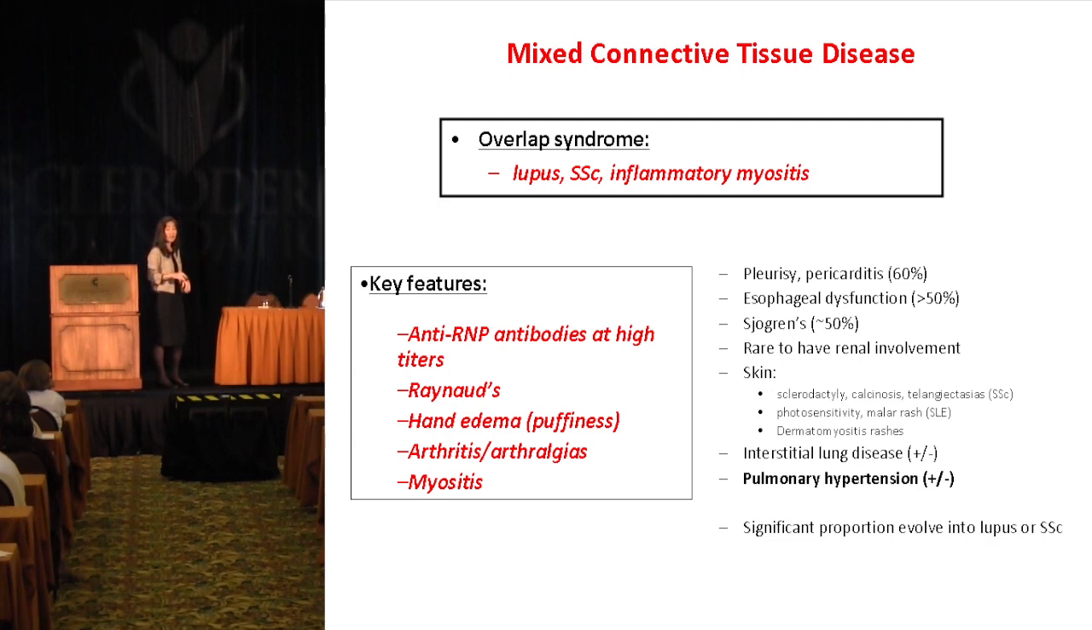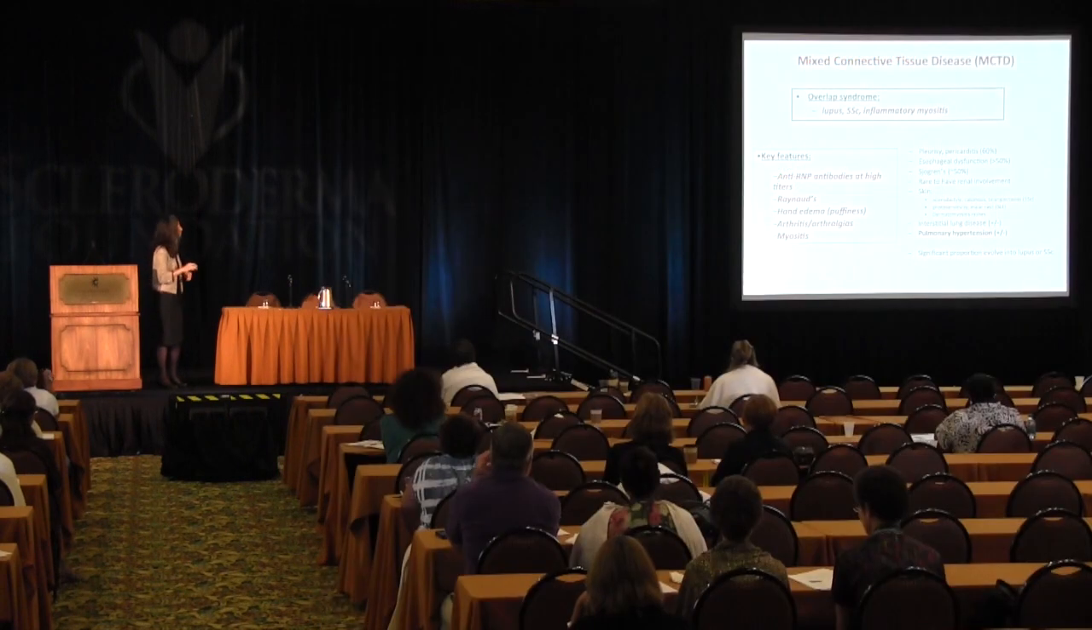Interstitial lung disease can happen in some cases. Pulmonary hypertension is the big thing you want to really avoid. And so we screen these patients very regularly for that. Of note, a lot of these patients end up ultimately evolving into more of a lupus or a scleroderma disease type. So again, we follow patients very carefully over time.